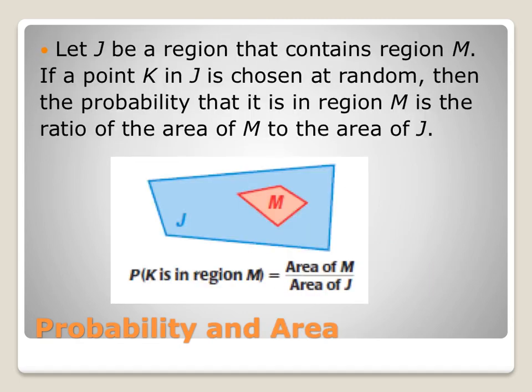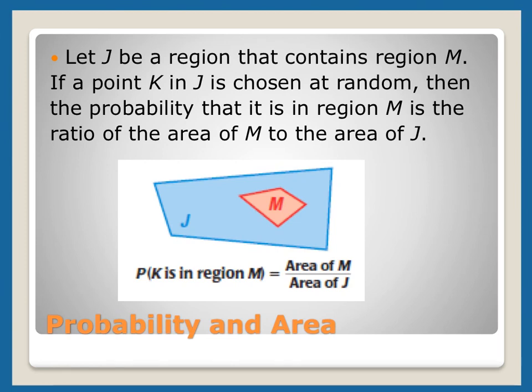Probability and area. Let's say now we're dealing with shapes. Let J be a region that contains region M. So in this diagram, J is the bigger object. M is the smaller one. We want to know the probability that a point, again, any point that's chosen on J, would fall within M. And the way we find this is doing the area of what you're aiming for over the area of the whole shape.